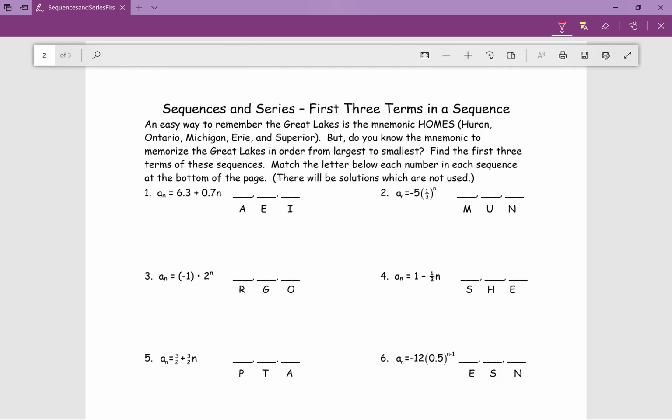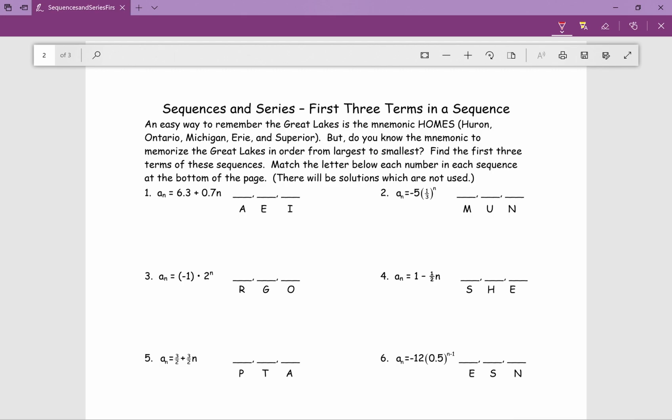In this activity, it is asking us to find the first three terms. So it gives us problems that are arithmetic and that is geometric. So let's look at number 1. Number 1 says a of n is equal to 6.3 plus 0.7 n.